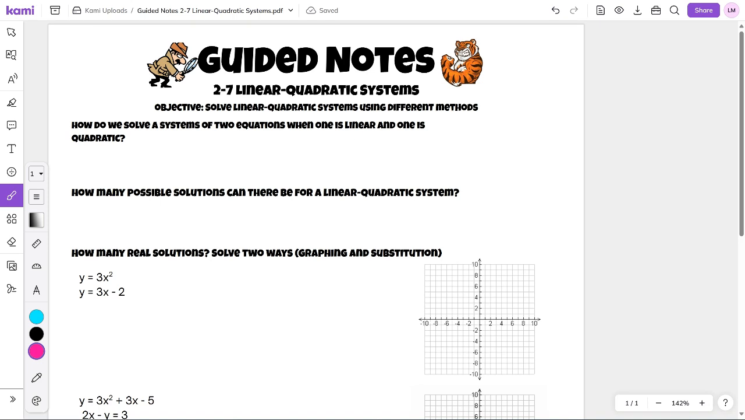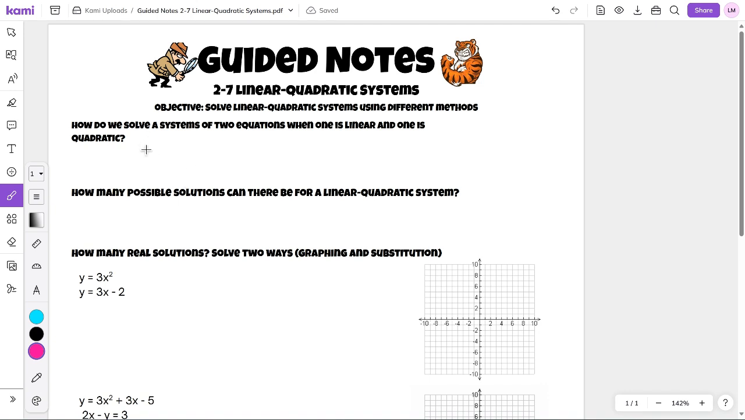We've talked about systems of equations, linear systems. Now we are going to include a quadratic, so we'll have a line and a parabola. So how do we solve two equations when one is linear and one is quadratic? I like to solve them using the substitution method.